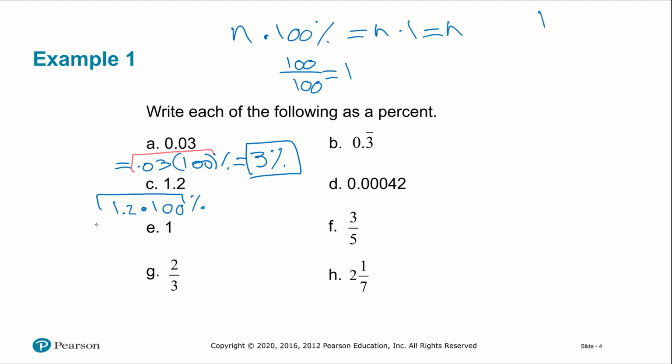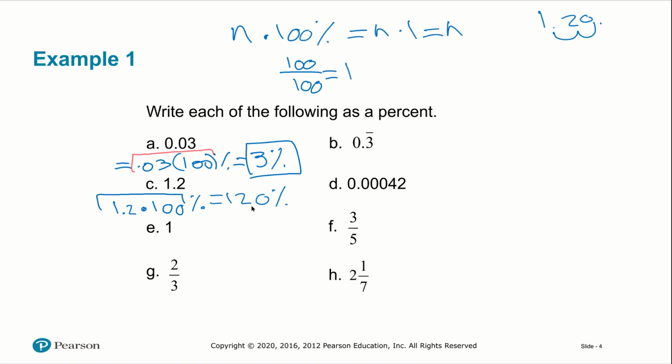So I have 1.2. When I move 2 to the right, I run out of digits. I need another one. So the decimal is now there. So we get 120%. Let's see if that makes sense. Remember, we know that 100% is 1, right? So anytime you're dealing with a number larger than 1, you should expect a percentage larger than 100%. That's just common sense, right?